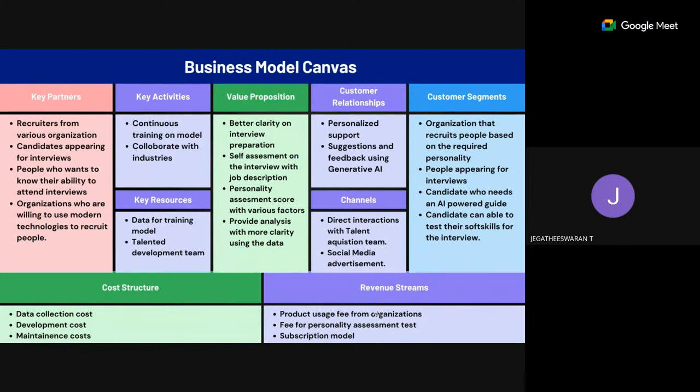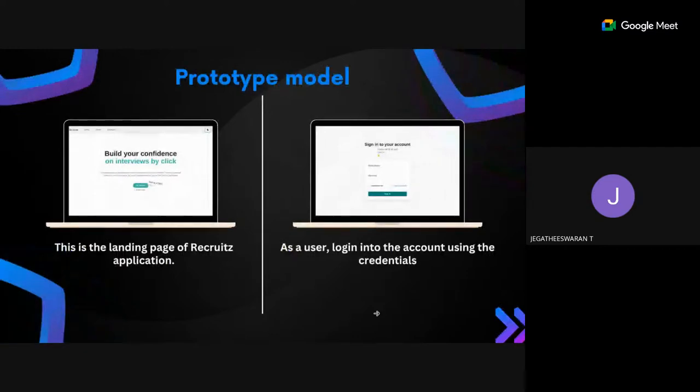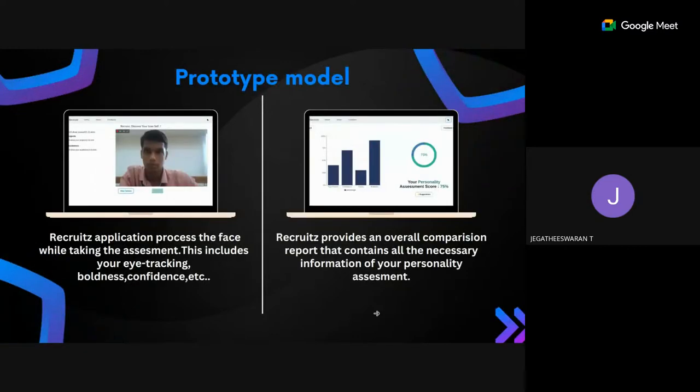This is a business model canvas where we could generate revenue through product usage, fees for the personality assessment test, and a subscription model. As a result of using this application, a student can get increased clarity on how to represent himself to the recruiter. He can boost his confidence, the efficiency of how he represents himself will increase, and he will have better decision-making skills. So these are our prototype models.